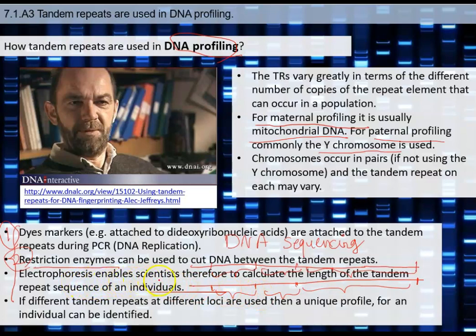The third one, electrophoresis, enables scientists therefore to calculate the length of the tandem repeat sequences. This is not a separate technique. It's the way that after cutting the DNA, you then do the electrophoresis to see the size of the DNA. And if different tandem repeats at different loci are used, then a unique profile for an individual can be identified. So if you get exactly the same sizes of DNA cut or DNA fragments, then they are the same people. I mean, the son and father, for example. If you get different sizes, then that would be different people.